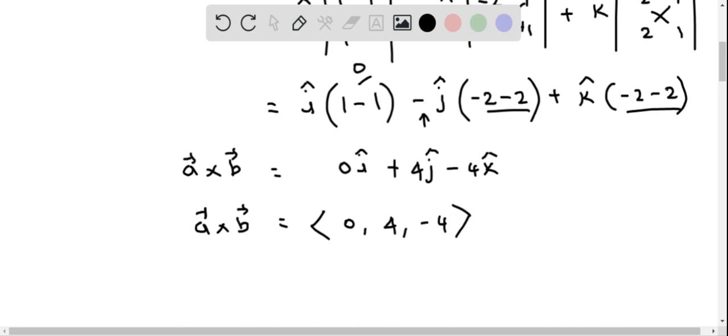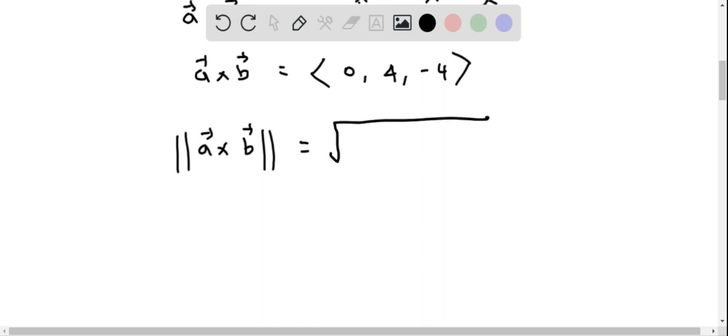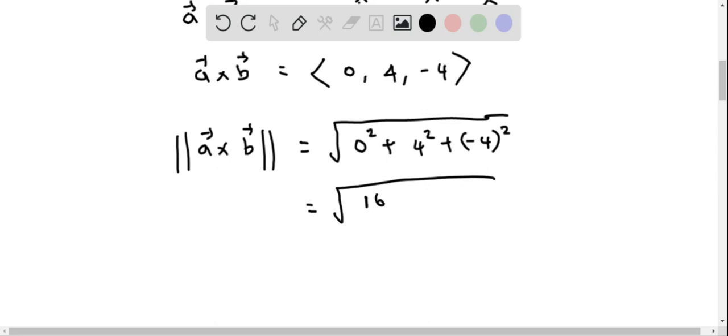Now we will find the magnitude of this a cross b. So we write magnitude of a cross b, and this equals basically the square root of the sum of the squares of the components. The first component 0, its square is 0 squared. The next component is 4, so we put its 4 squared. Then the k component is negative 4, so we add its square. And so this equals 0 squared is 0, 4 squared is 16, and negative 4 squared is also 16.